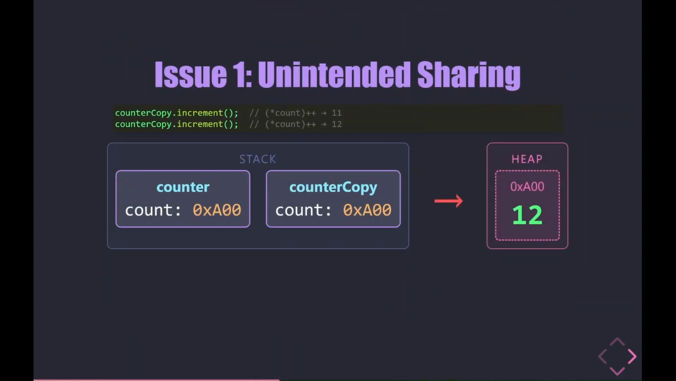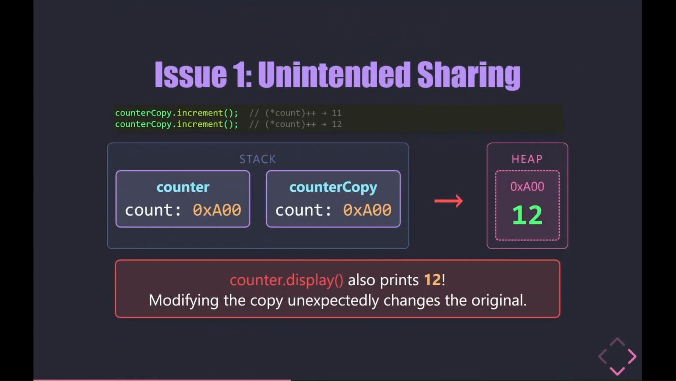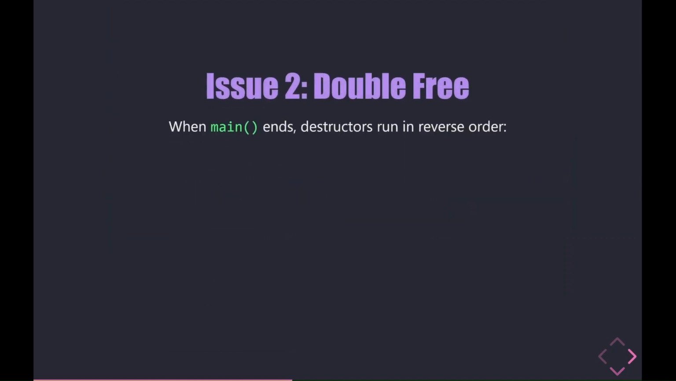Now, when you do counter copy.increment, it will increase this value. And here you can see that because these two point to the same data, the counter.count is also this data and it's also increased. So when you do counter.display, it will display 12 instead of 10.